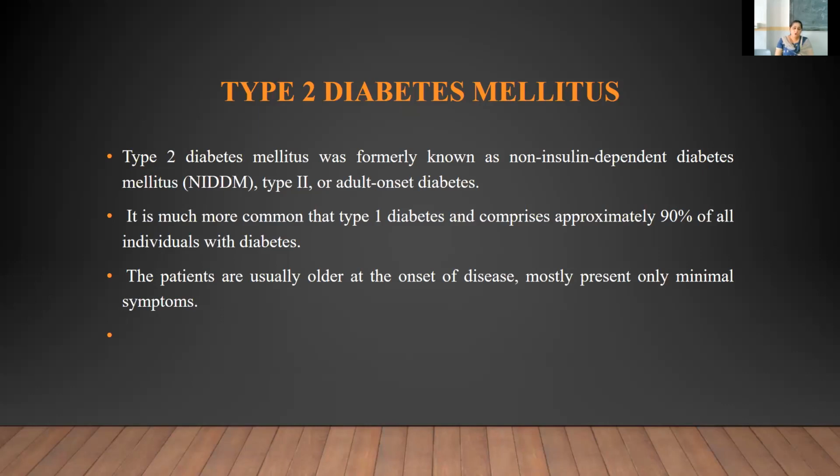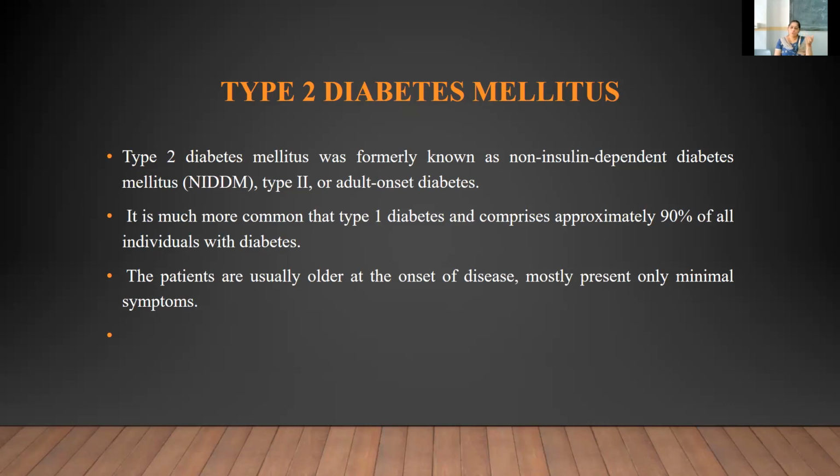And it is much more common than type 1. As we know, in most families at least 1 or 2 people are diabetic now. It comprises approximately 90% of all individuals with diabetes, which means that if you see all the different categories of diabetes together, 90% is contributed by type 2 diabetes.